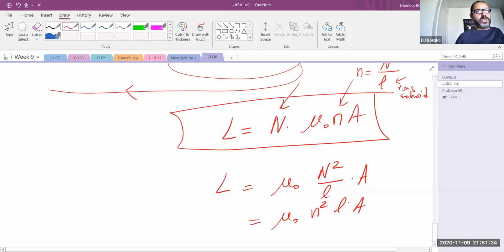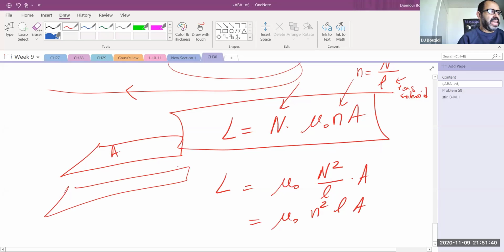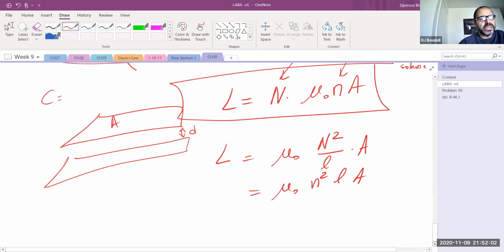So if they give you a number of turns, and they tell you the length of the solenoid, and they tell you the cross section, then you know its inductance in Henry. Similar to the geometry, when they give you the area for the capacitor, A, and they give you the distance between the plates, D, then you know the capacitance, epsilon naught times A divided by D, okay? And that was in farads. This one is gonna be in Henry. So this depends on the geometry, that's all.